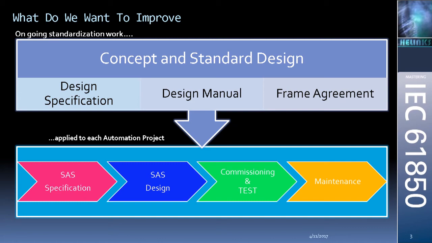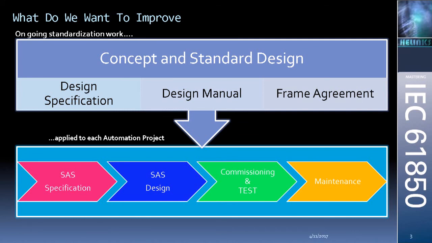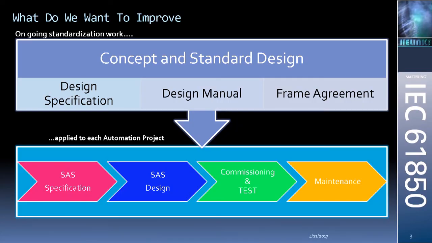Once this work is done, then the utilities, if they do the project themselves, or the system integrators, take over for a particular project, and someone creates a specification, someone designs the system, and it's commissioned and tested, and it goes into maintenance. So the standards are applied to each automation project. And when I talk about functional modeling in 6150, I'm talking about both processes, not only the project engineering process, but also the standard design in the utility.